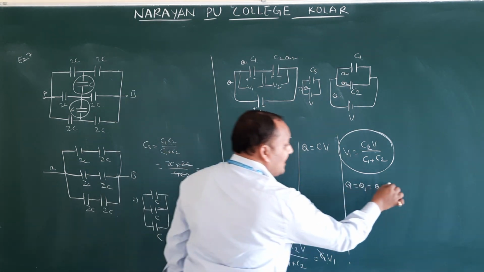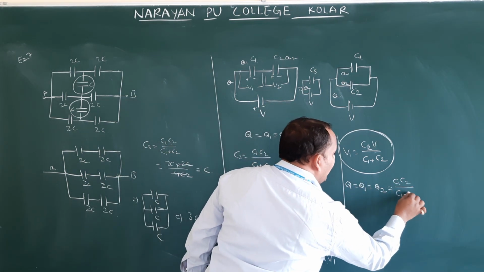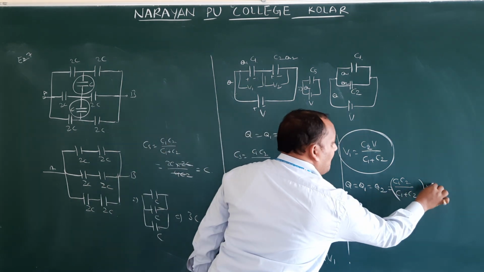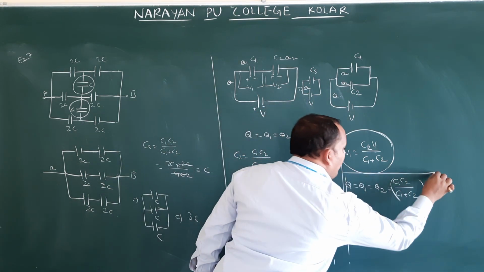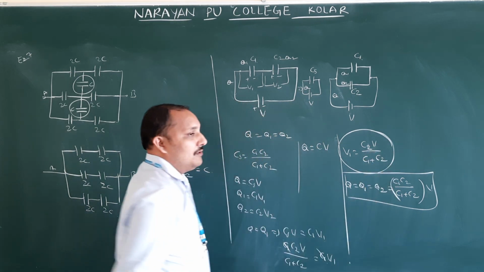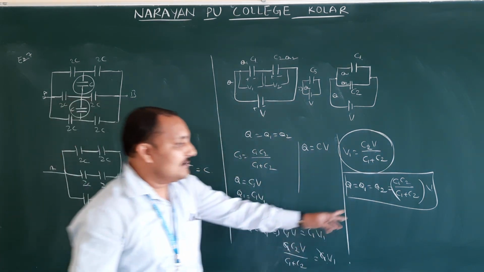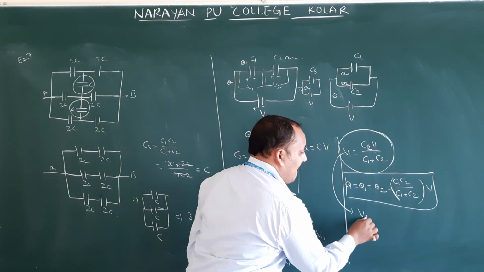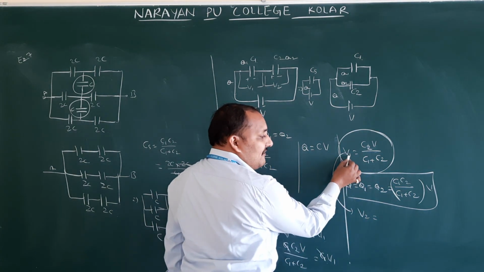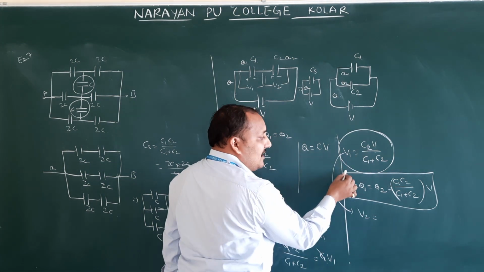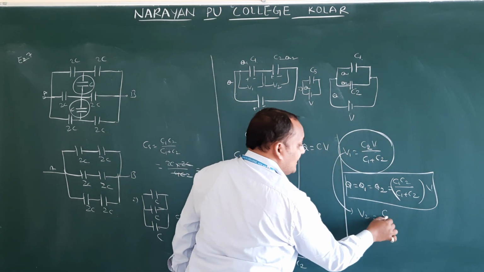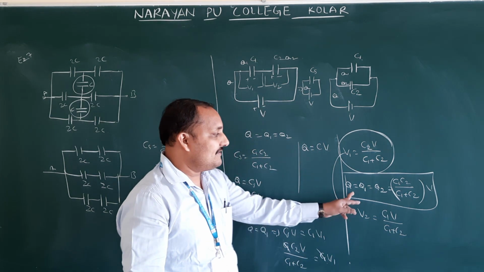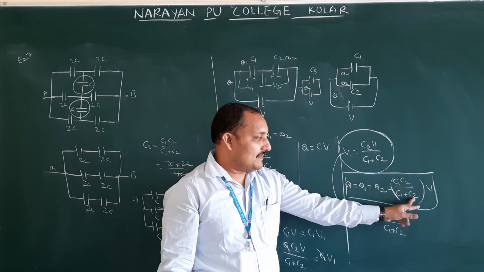CS value you came to know. What is CSV? C1 C2 by C1 plus C2 into V. So this is either Q, Q1, or Q2 value. This is V1. Like that, can you write V2? V2 is equal to, whenever we have taken V1, you wrote C2. If you want V2, what we have to write here? C1 V by C1 plus C2. Charge will be same: C1 C2 by C1 plus C2 into V.